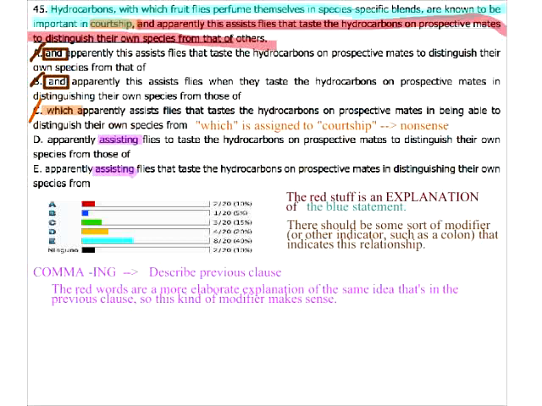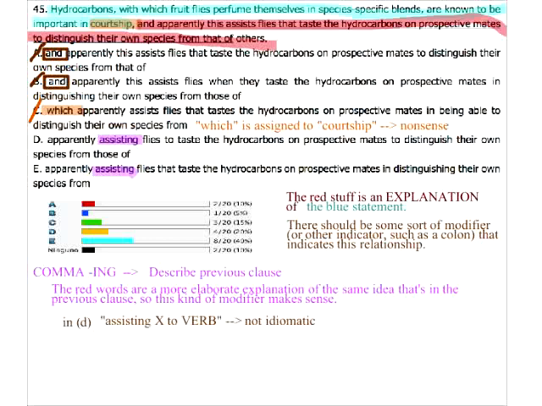D versus E. So there are actually three things that are not okay with D. Two of them are idioms, so I'll just throw those at you really quick, because idioms are only marginally important in the modern version of the GMAT. But like assisting X to verb is not idiomatic.